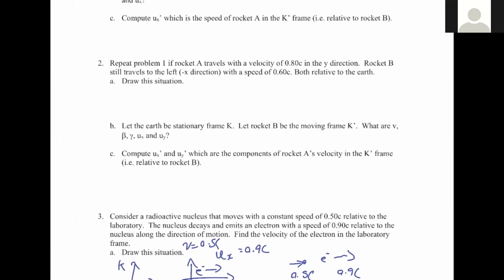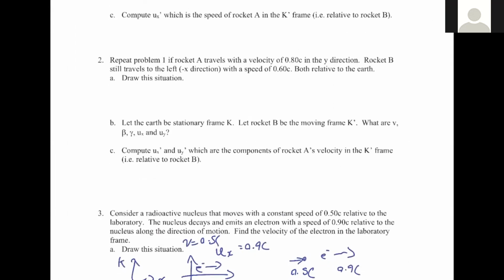Awesome. So okay, wait, it says repeat problem 1. Okay, but if... okay. A travels with a velocity in the y direction, point A. So draw like that. Yeah, there you go. Should I call this the y and y prime frame or something? Use K because they're going to use K later in question B. Use the handwriting. This is physics stuff.